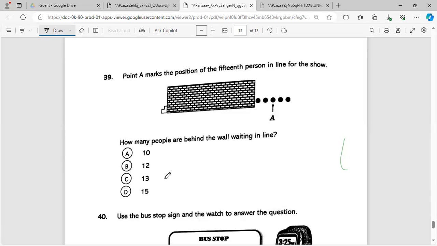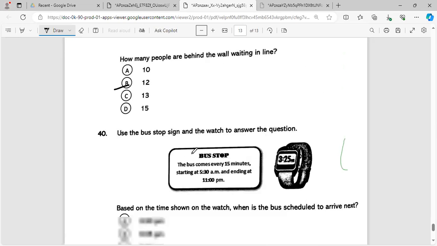Sir, I think 12. B, sir. They have 15, 14, and 13. So there's an easier way to do it. Because A is the 15th and the last position is 17. So you can just subtract the 5 that are not behind the wall. So 12 are behind it. Either way, guys, it's the same thing.